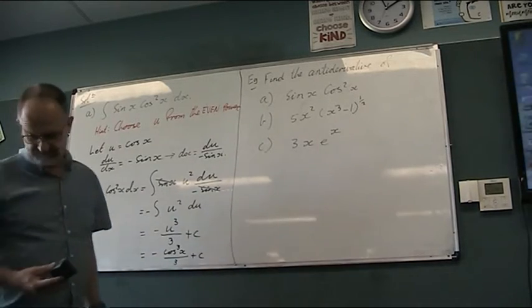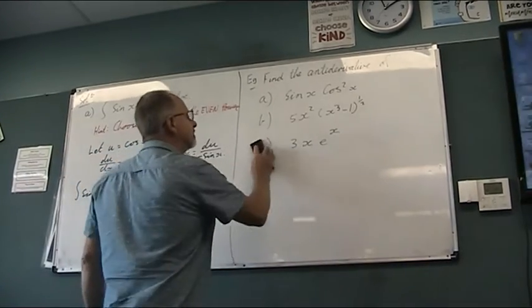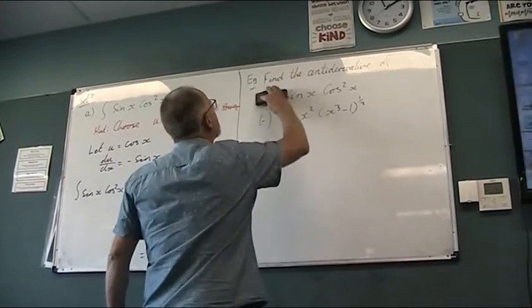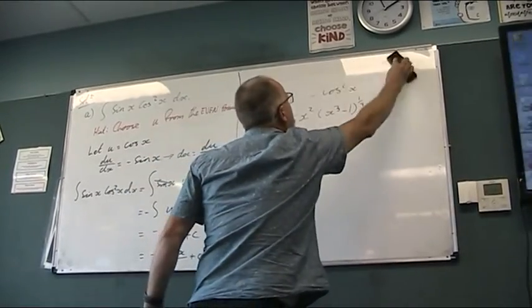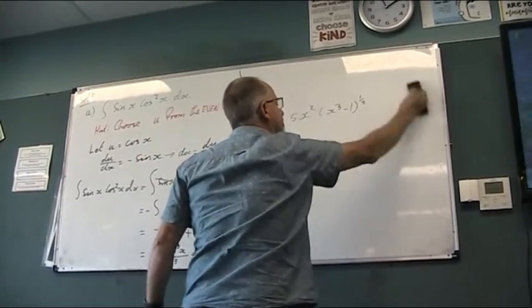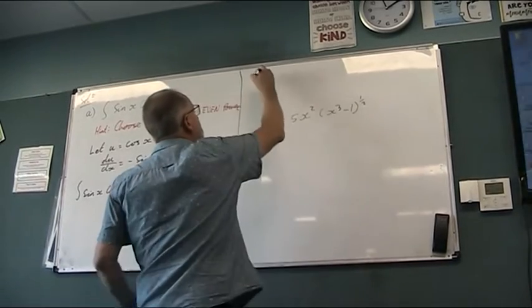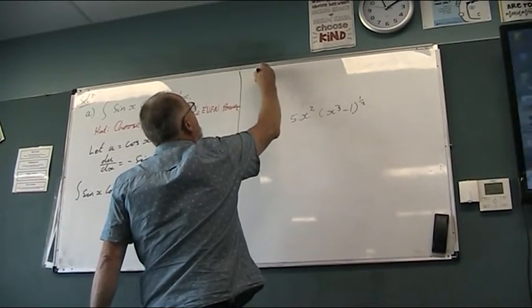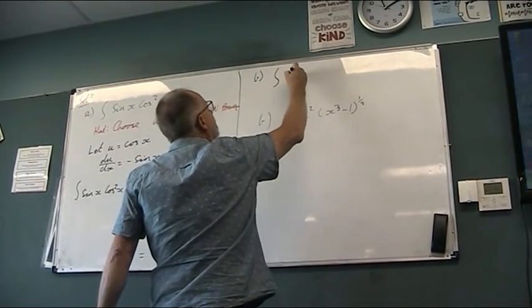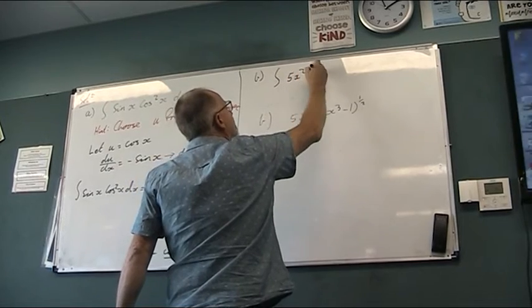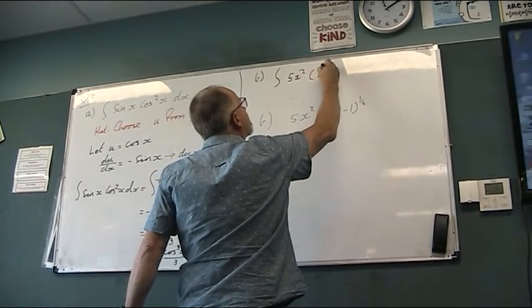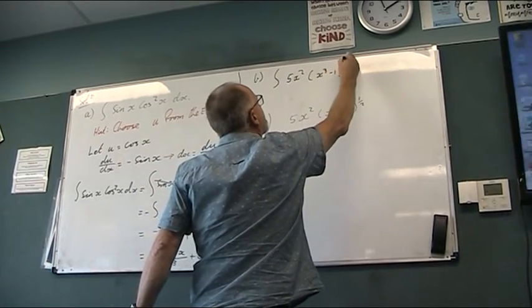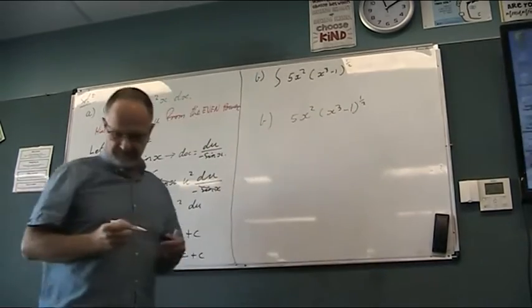All right. So the next one we're looking at is this one here. So we've got b, and we're looking at the integral of 5x squared (x cubed minus 1) to the half.